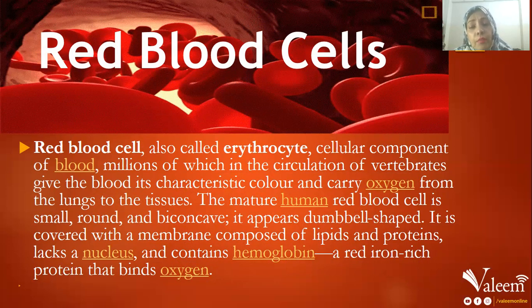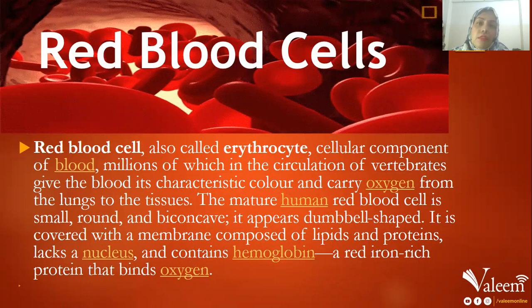The mature human red blood cell is small, round, and biconcave in shape, and it appears dumbbell shaped. We can say it looks like a donut. Most people like donuts. So the red blood cells look like donuts, flattened from the middle, and they are covered with a thin membrane, which is basically lipid and protein, and the nucleus is absent in the red blood cell.